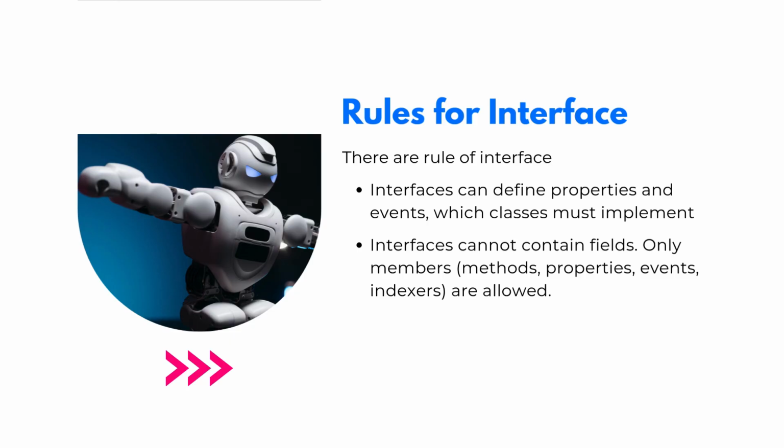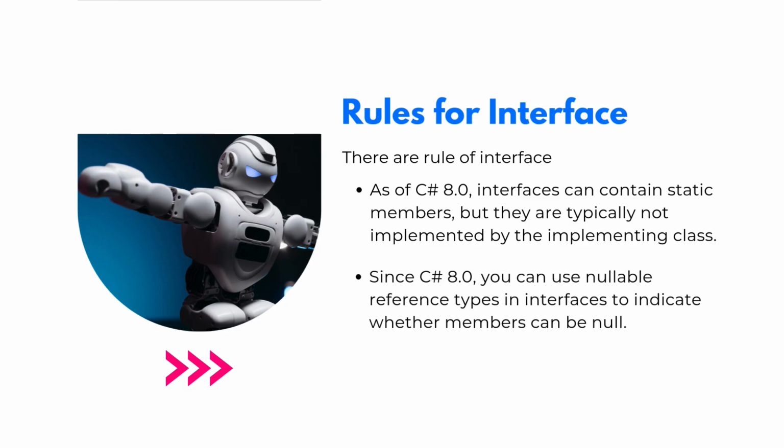Interfaces cannot contain fields. Only members, methods, properties, events, and indexers are allowed. As of C# 8.0, interfaces can contain static members, but they are typically not implemented by the implementing class. Since C# 8.0, you can use nullable reference types in interfaces to indicate whether members can be null.